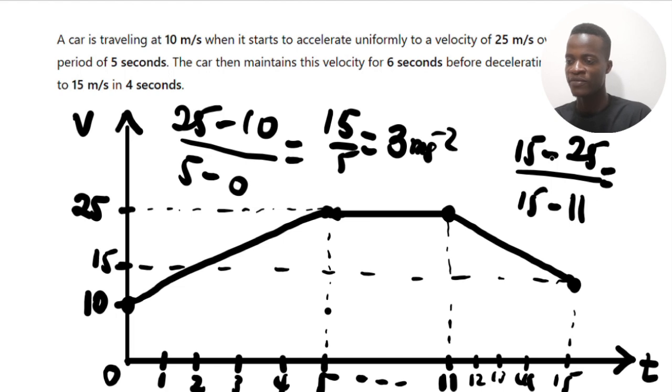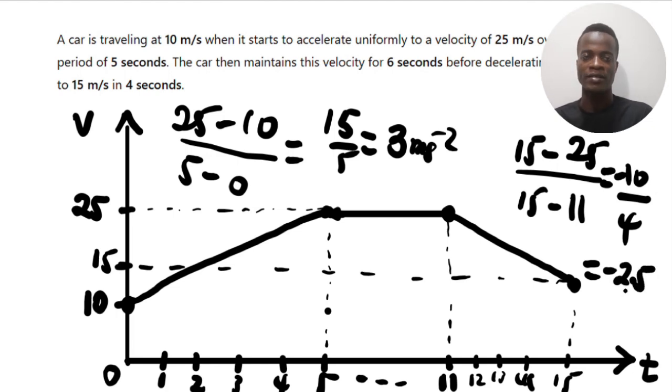So we are going to have 15 minus 25, which gives us negative 10, divided by 15 minus 11, which gives us 4. Negative 10 over 4 gives us negative 2.5. That's the answer for this particular question: negative 2.5 meters per second squared.